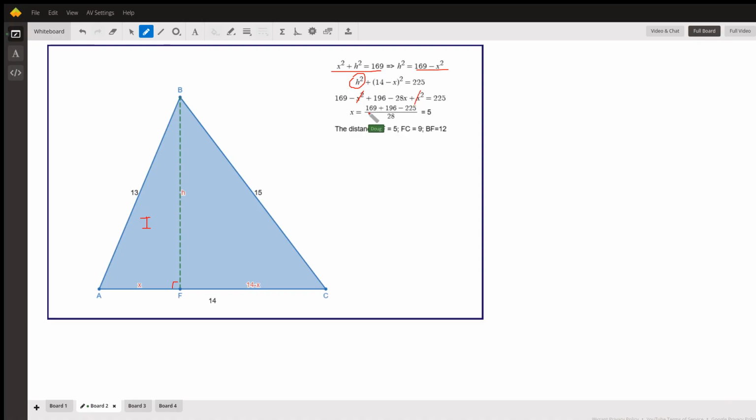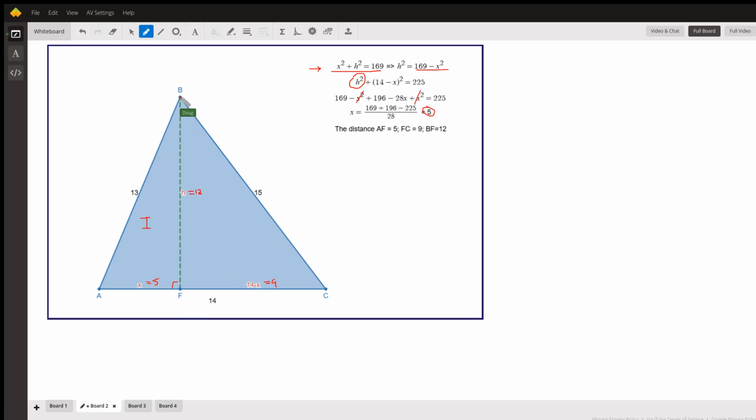I get x equals (169 plus 196 minus 225) divided by 28, which is 5. So this distance is 5, which means this distance is 9. And if you substitute one of those values into, let's say, this first equation, you find out that h is 12. So you have a 5, 12, 13 Pythagorean triple on the left and a 9, 12, 15 Pythagorean triple on the right. Now we're going to work with the angle bisector.